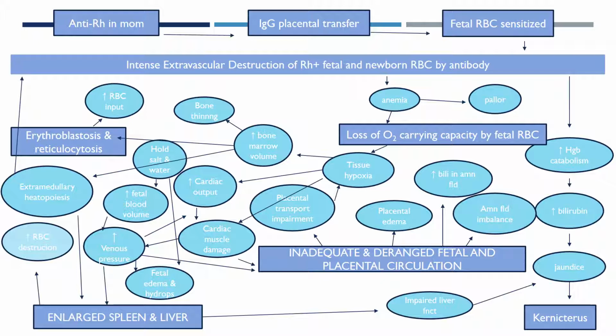Okay, the boxes are basically the results of that red cell lysis, right? You have loss of oxygen carrying capacity. You have erythroblastosis and reticulocytosis, which would be normal functions of anemia. Then, because of the toxins and the immune deposits, you've got an enlarged liver and spleen. A liver, by the way, which is not functioning anyway to normal levels.